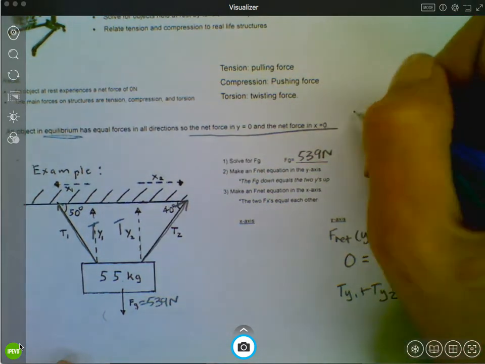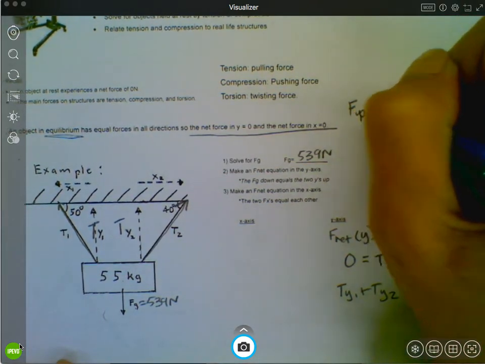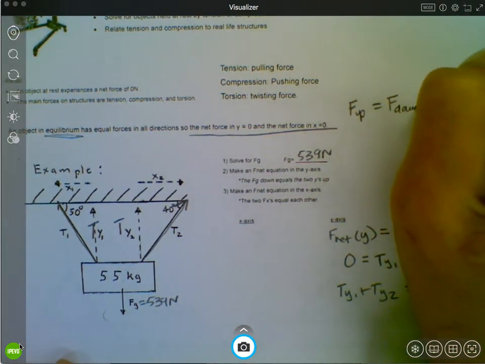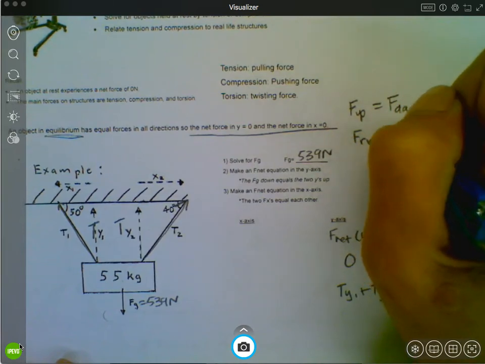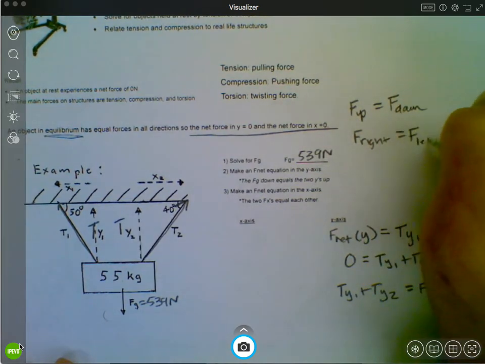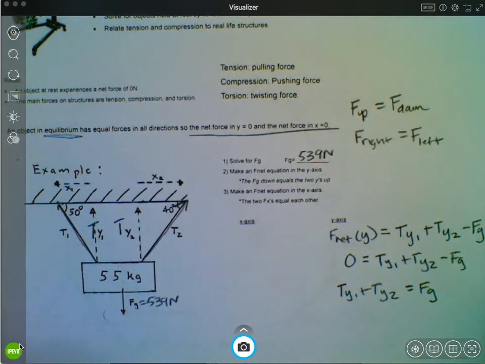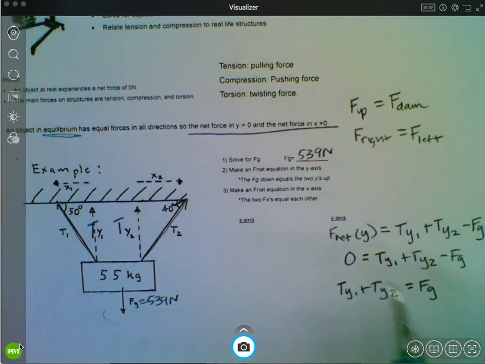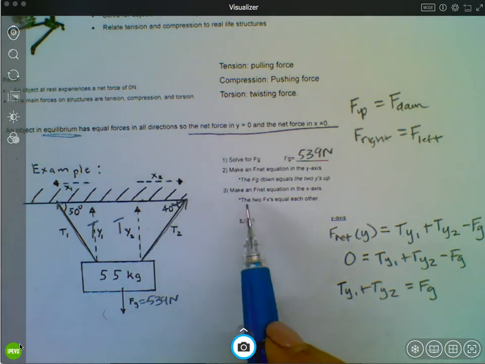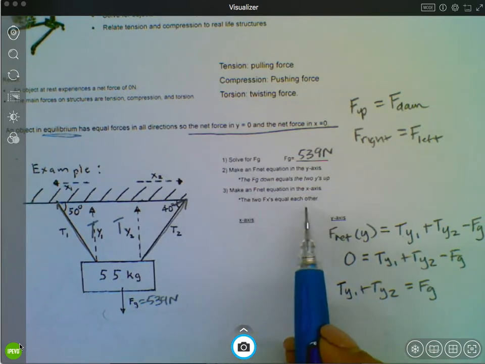In all these problems, I'm going to make you an equation: the up forces equal the down forces, and the right forces equal the left forces. This is true for all tension and compression problems. Second step, you're not going to solve this because you can't. Second step is to make an F-net equation in the x-axis.